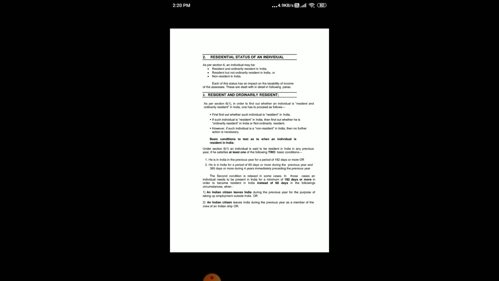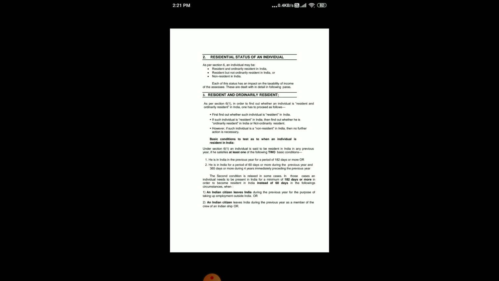Similarly, an Indian citizen leaves India during the previous year as a member of the crew of an Indian ship, right? When he is going to some foreign country as a member of a crew of a ship with proper documentation, then the 60 days will get extended to 182 days.